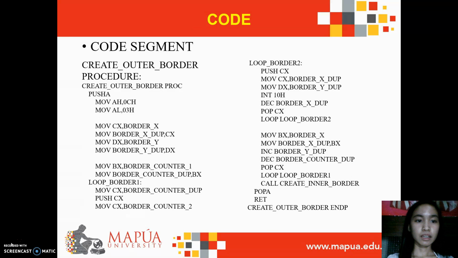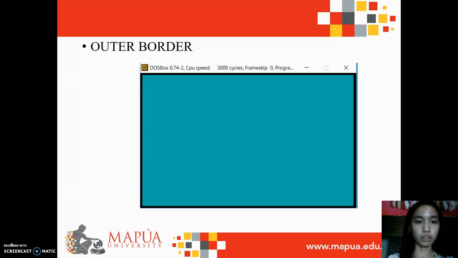Next is the create_outer_border procedure. Here, it will output the outer border, which will have mov AH, 0Ch, mov AL, 03h, in which it writes the graphics pixel at its coordinate. Mov AL, 03h is for the color attribute, which is the cyan color. So here is the output for that procedure.